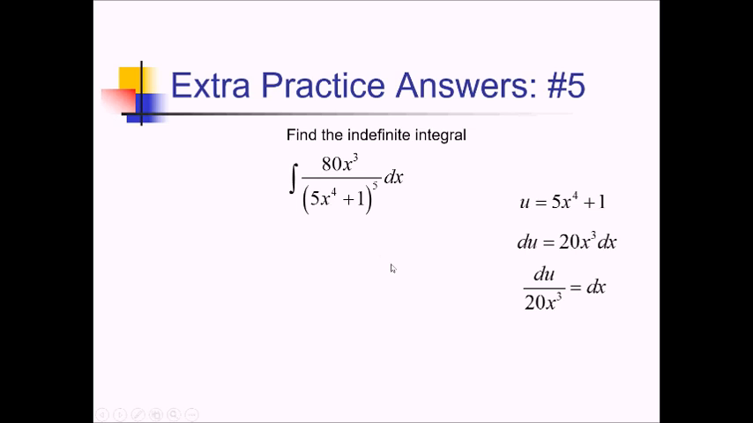Plug stuff back in. We have 80x cubed over u to the fifth. And then instead of dx, I have du over 20x cubed. The x cubeds are going to cancel. We have 80 over 20, which is just 4. So we have 4 over u to the fifth, which I can rewrite as 4u to the negative fifth with a du after it. And now using the reverse power rule, this exponent bumps up to a negative 4. Dividing by that, I have negative u to the negative 4 plus c. And then let me substitute 5x to the fourth plus 1 back in for u to get this final answer.